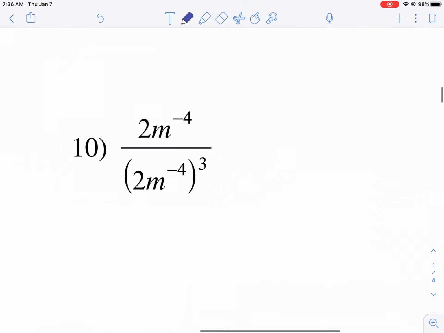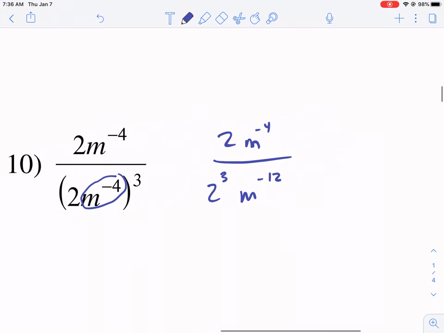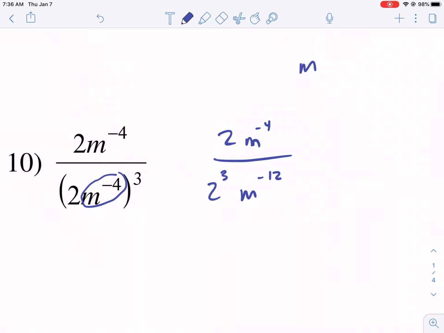Okay, more negative exponents. This time, the negative only applies to the m. We're going to cube the 2, and then this is going to be negative 12, and then m to the negative 4. There's all different ways to do this. Some people like to do m to the negative 4 minus a negative 12. I'm not a big fan of doing that. I think it's easy to get lost.